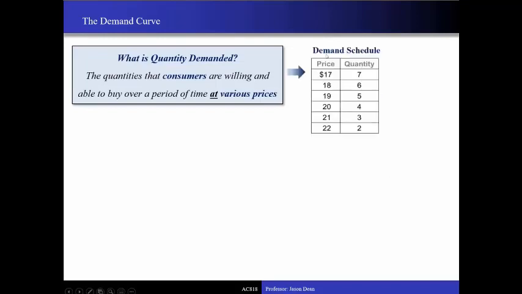So this is what's called the demand schedule. All this is a table with the demand curve information. You have the price, and then you have the quantity. So this table is saying that if the price was $17, then the consumers in this market, whatever it could be, any good or service, would want to buy 7. So the quantity demanded at $17 is 7 units. At $18, it's 6 units, and so on. At $22, it's 2 units.